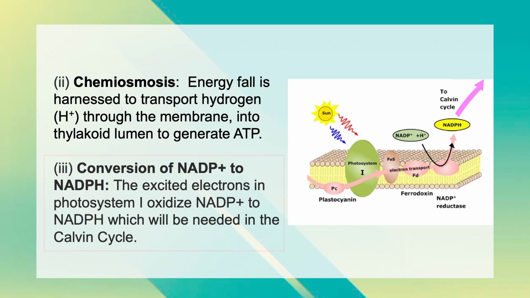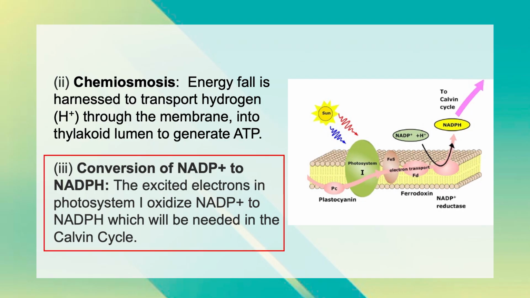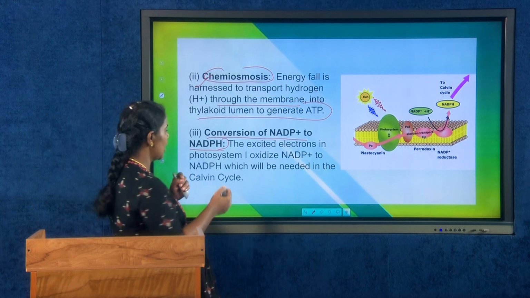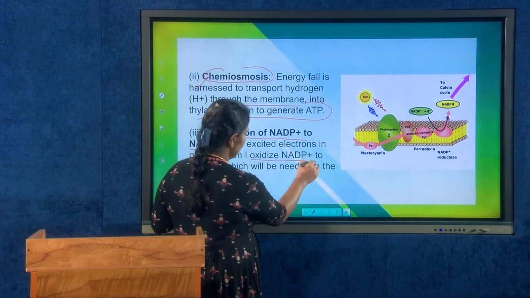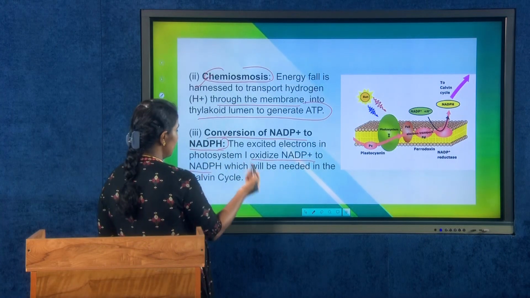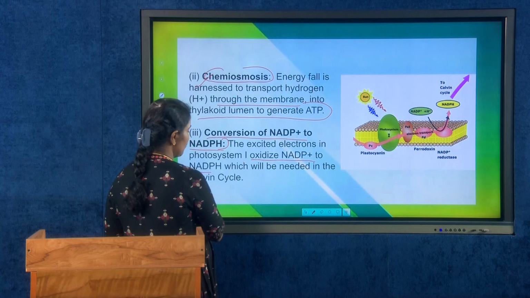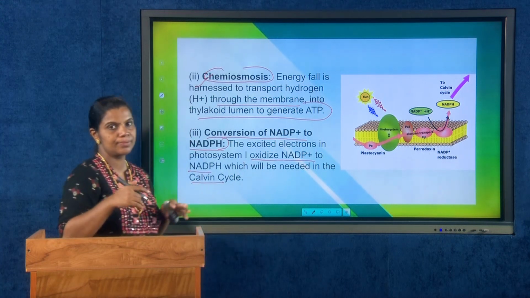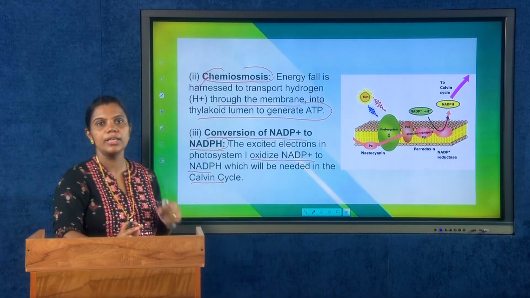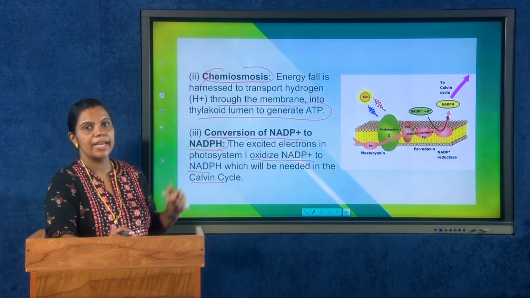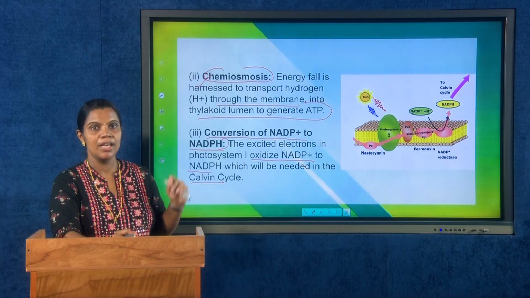The next step is the conversion of NADP plus to NADPH. The excited electrons in photosystem I will further reduce NADP plus to NADPH, which will be required for the Calvin cycle. Hope you are clear with the processes involved in photosystem I.